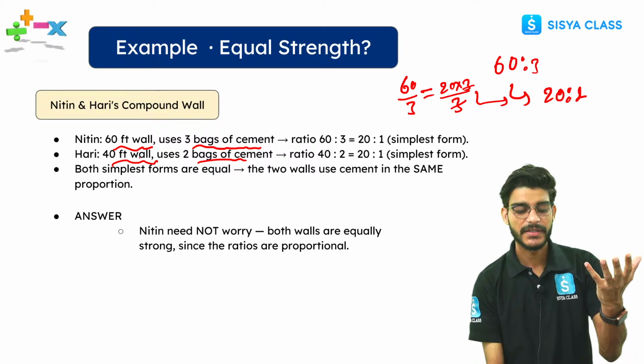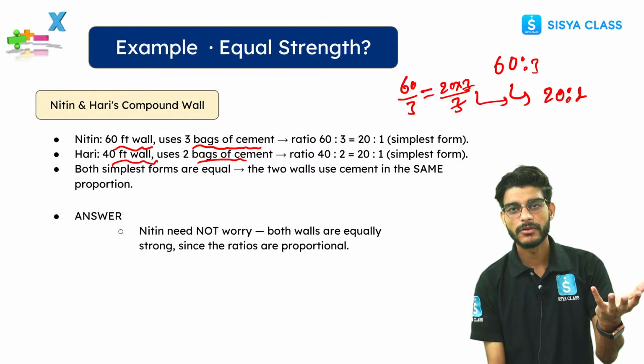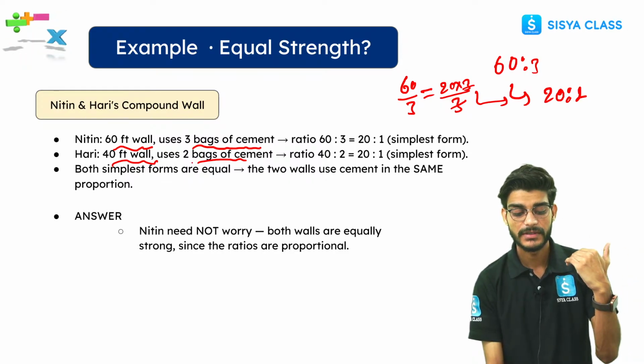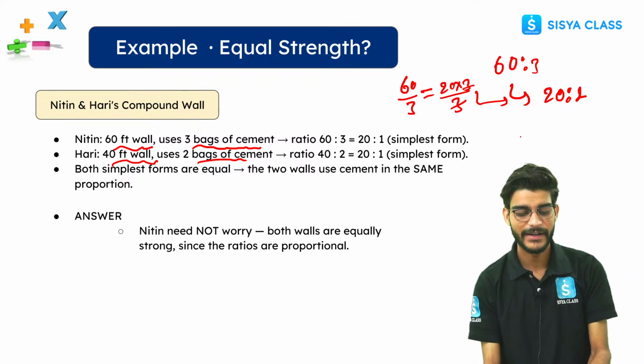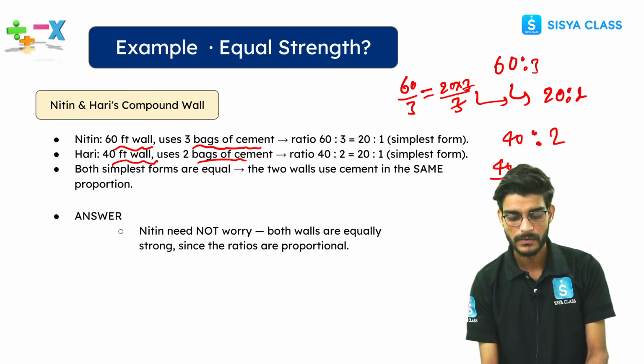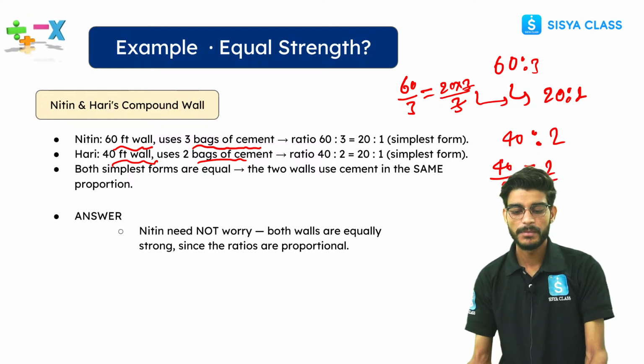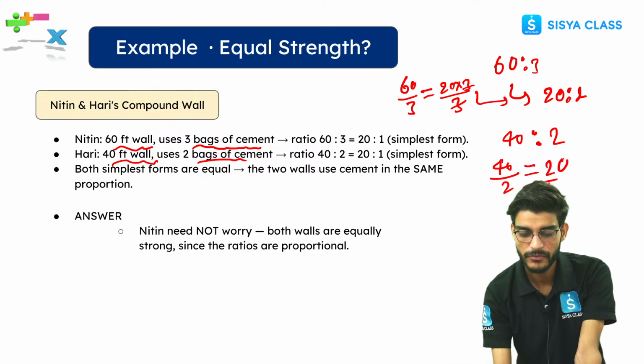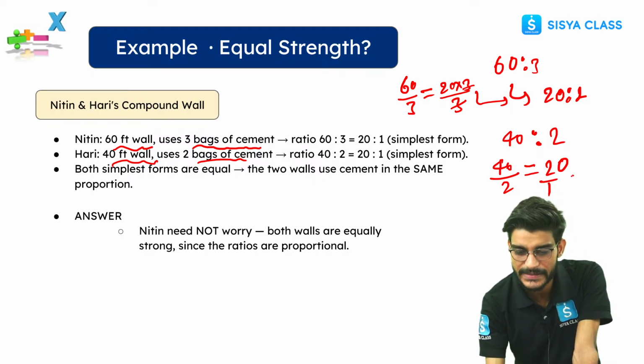Feet are changed here and bags of cement also changed here. But the ratio, does it remain the same? This is what we have to find. So 40 feet of walls uses 2 bags of cement. So 40 is to 2. Basically 20 upon 1 in simplest form. So it represents the same thing, right?